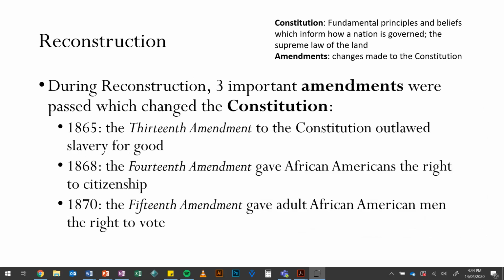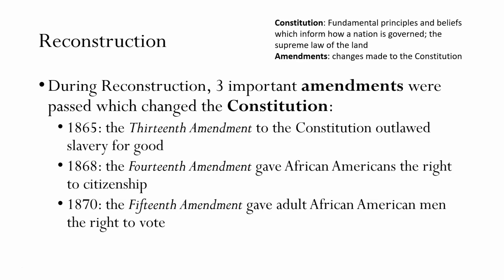Also, something that happened during the Reconstruction was that three amendments were made to the Constitution. The Constitution is a document that outlines the fundamental principles and beliefs which inform how a nation is governed. So, kind of like the supreme law of the land. We have a constitution in Australia. So, there were three amendments.